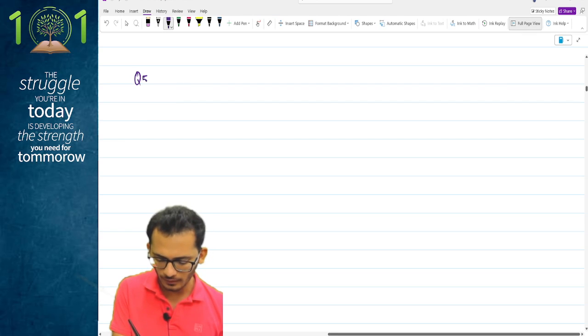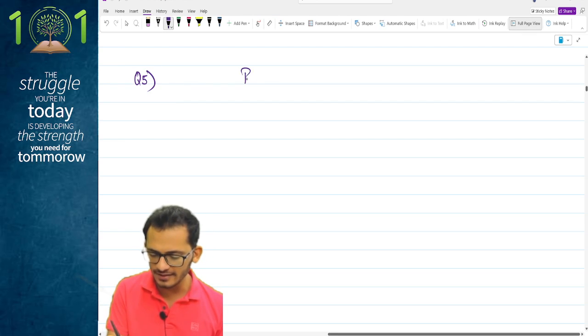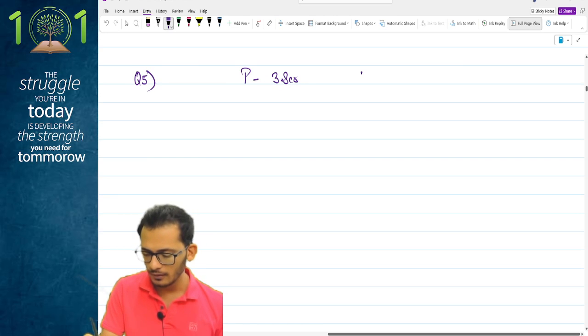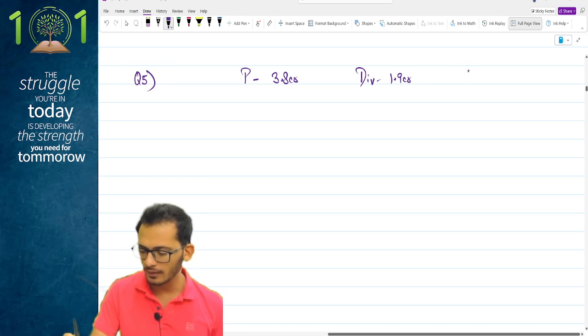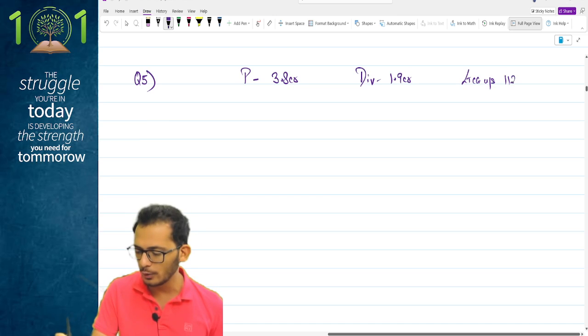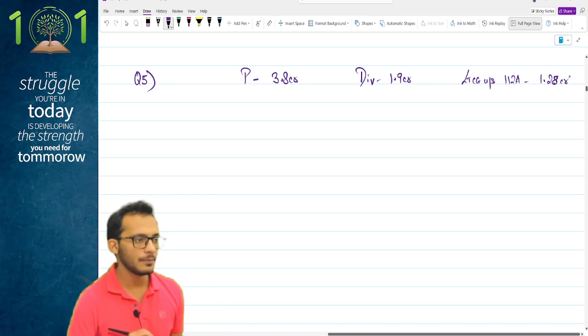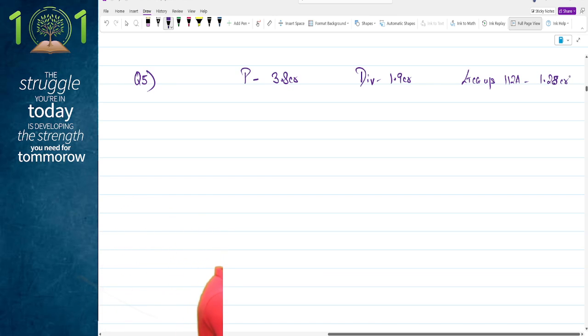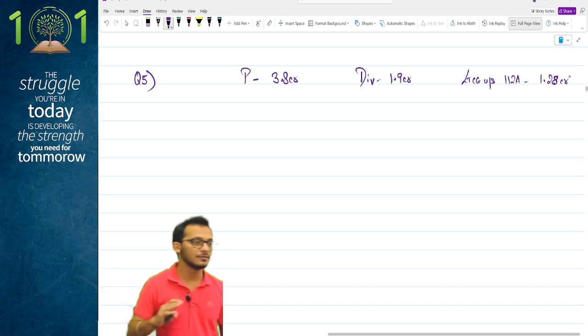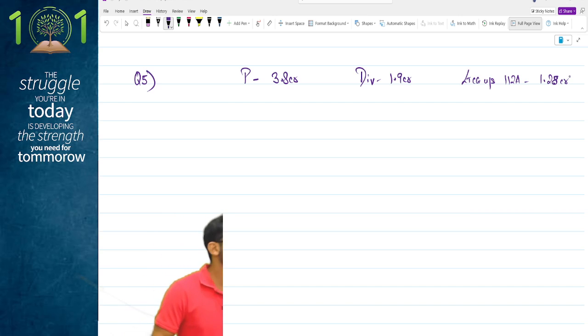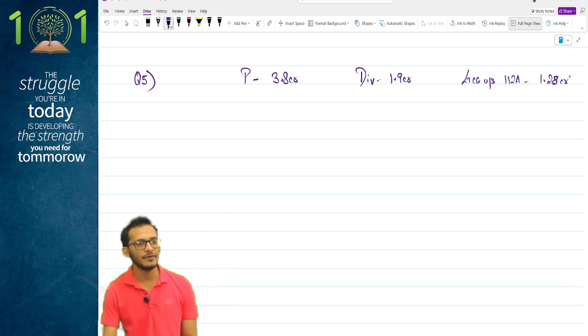Question number 5. What are the incomes? PGBP is 3.8 crores. Dividend is 1.9 crores. LTCG under section 112A is 1.28 crores. People, what is the first step to always approach a question like this? Always total the income first. Find out what is the total income.